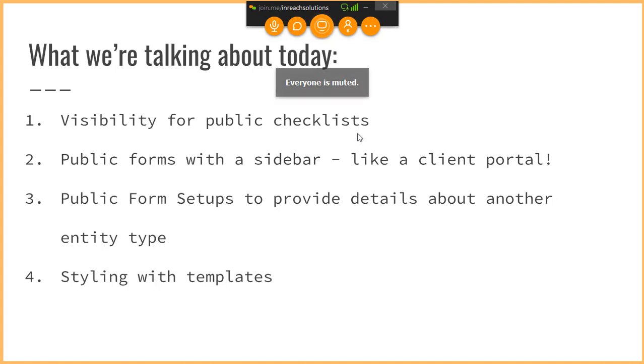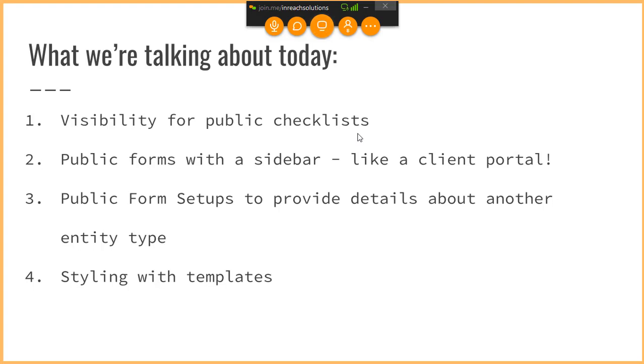And then public forms, we'll talk about public forms with a sidebar. So kind of having an actual client portal instead of having separate forms that you provide links to. The family or the client may log into a single spot and have a sidebar that allows lots of different links to all of those different forms. So a link to the checklist, a link to the application form. I'm going to show my internal form, and then we'll talk about how other agencies are doing that as well.